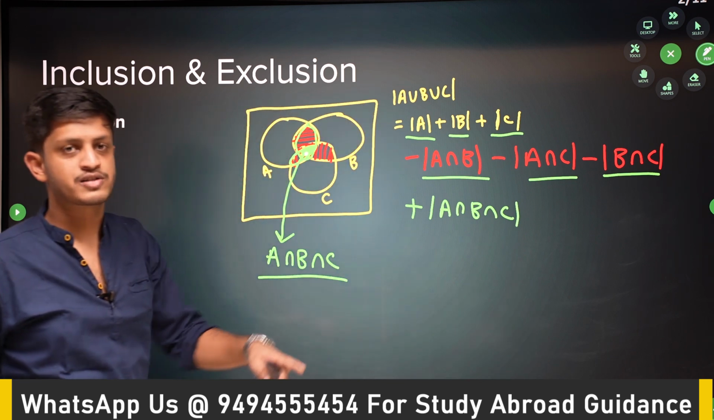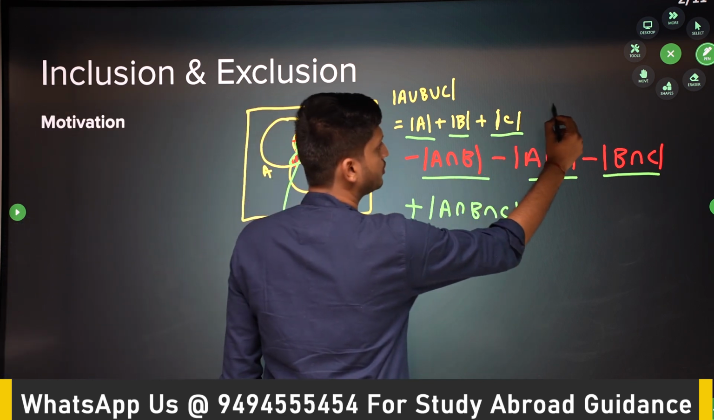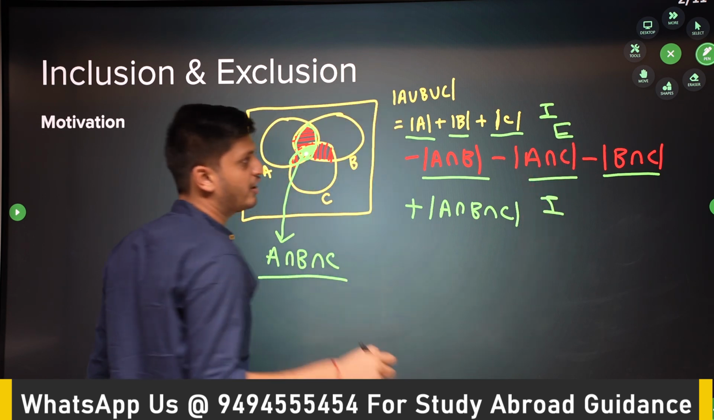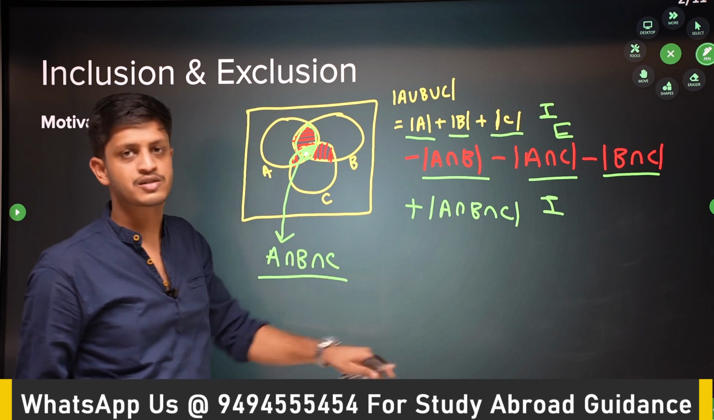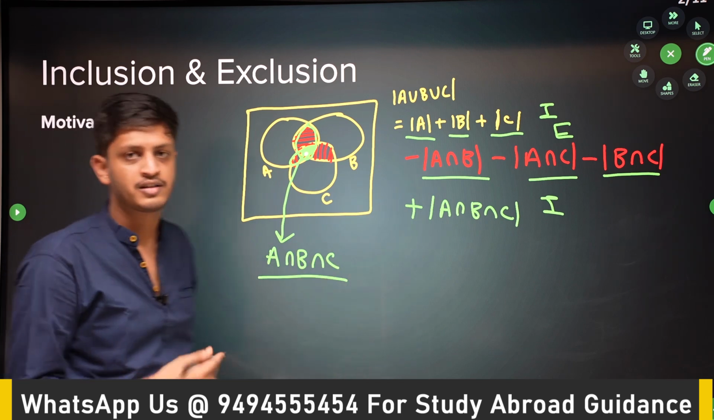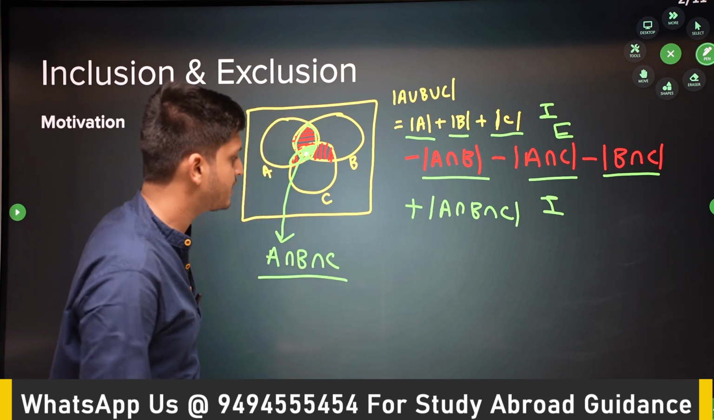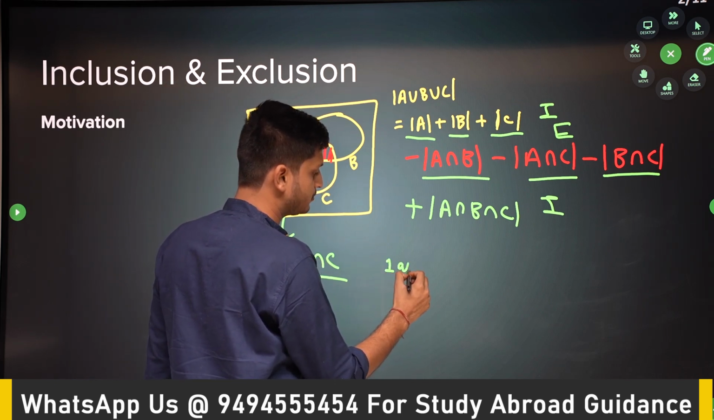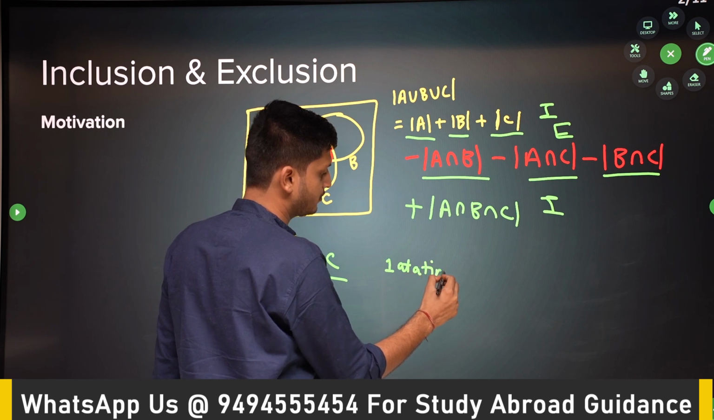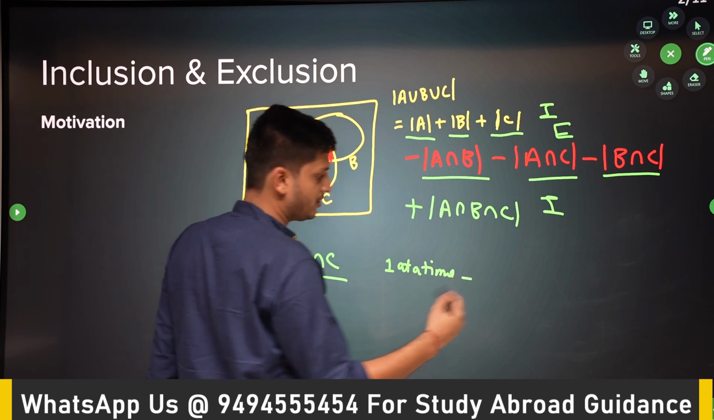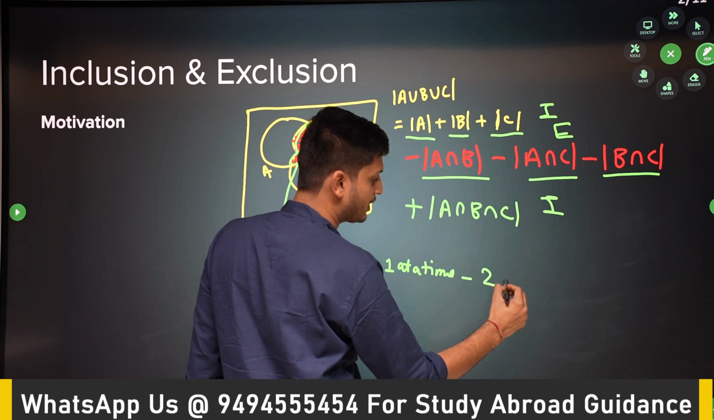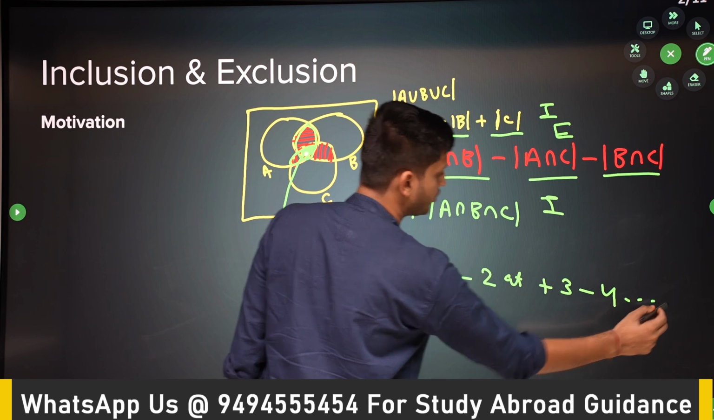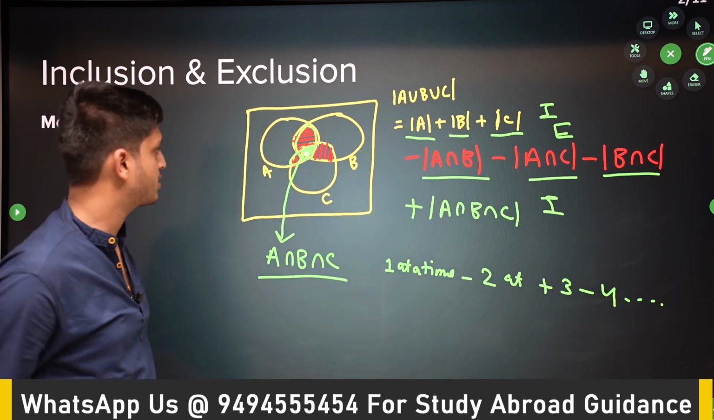So this is what inclusion-exclusion is. We include, we exclude, and we again include, and so on. If we have 4 sets, we will include, exclude, and so on. That's why inclusion-exclusion, right? So basically what we are doing, keep all the elements which take 1 at a time. Then we subtract the sets with 2 at a time. Then we add 3 at a time. Then we subtract 4 at a time, and so on. This is what inclusion-exclusion is.